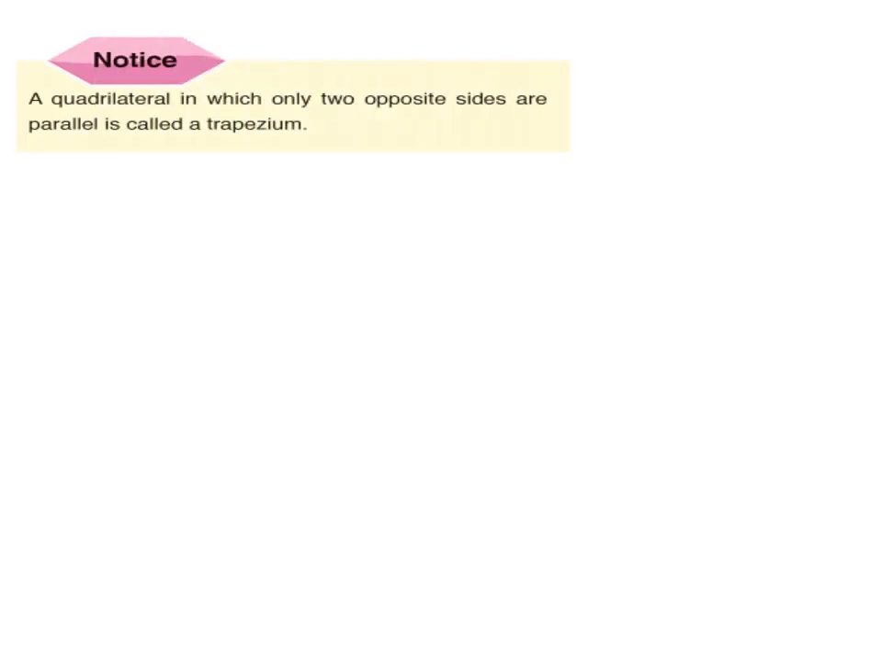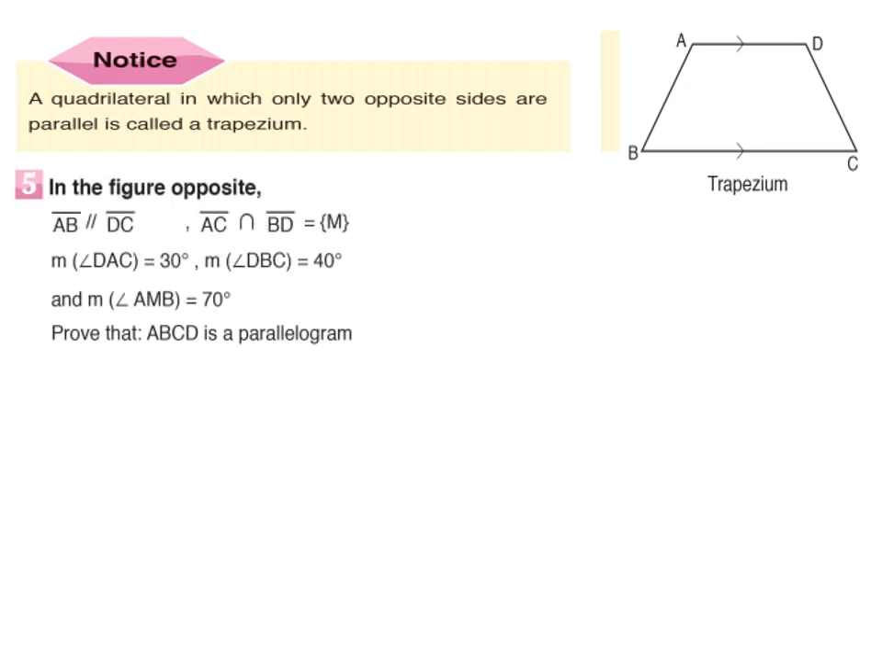Notes: a quadrilateral in which only two opposite sides are parallel is called a trapezium. Only two opposite sides. Okay.